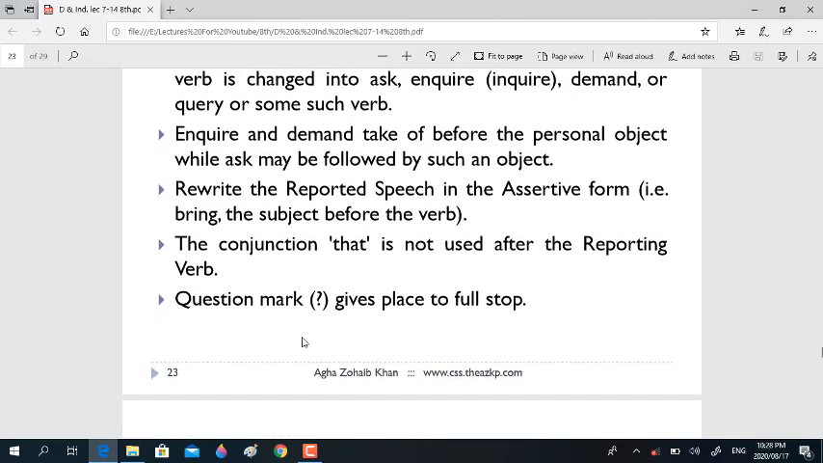The question mark gives place to a full stop, as you have been doing, and you should be doing this with all kinds of sentences. Since you are to change all kinds of sentences into assertive form, all the identification symbols will change into a full stop, right?